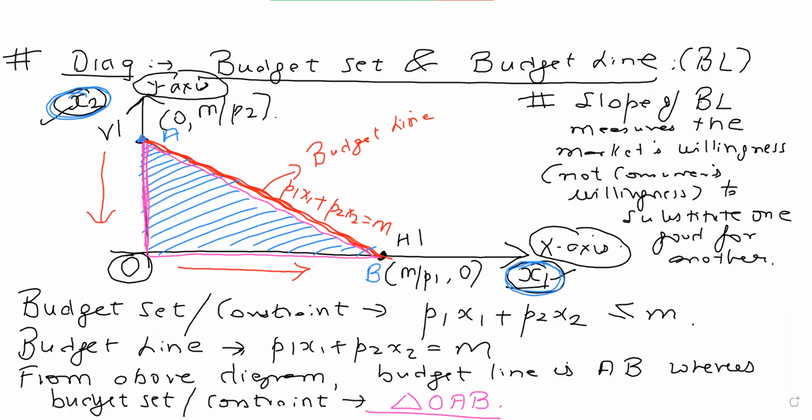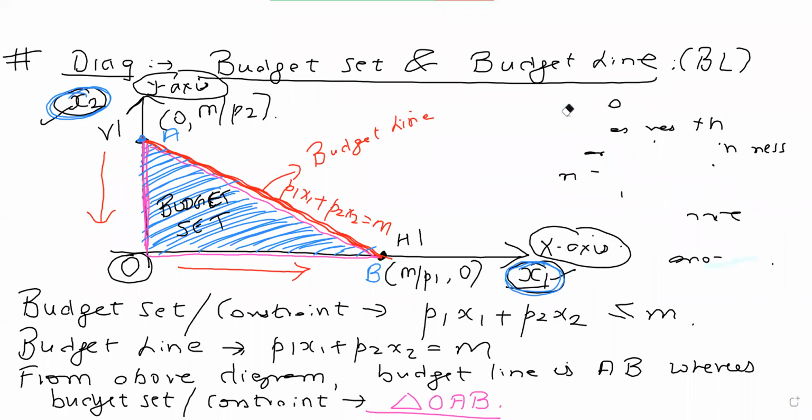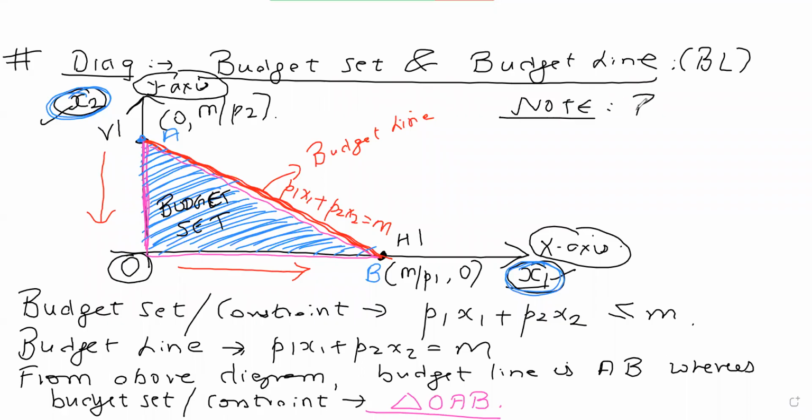AB is your budget line because AB is going to include only those combinations of X1 and X2 which are costing you exactly equal to your income. Whereas all the area below the budget line, the blue area, is going to include X1 and X2 which are costing you less than your income. So this is your budget set because it includes all those bundles which either cost you equal to your income or cost you less than your income. So I can also write that the budget set includes the budget line also. I can write this point here as a note. Budget set includes the budget line.